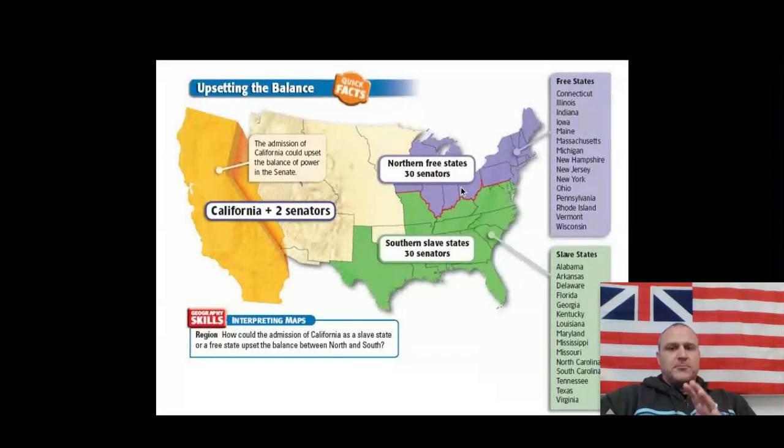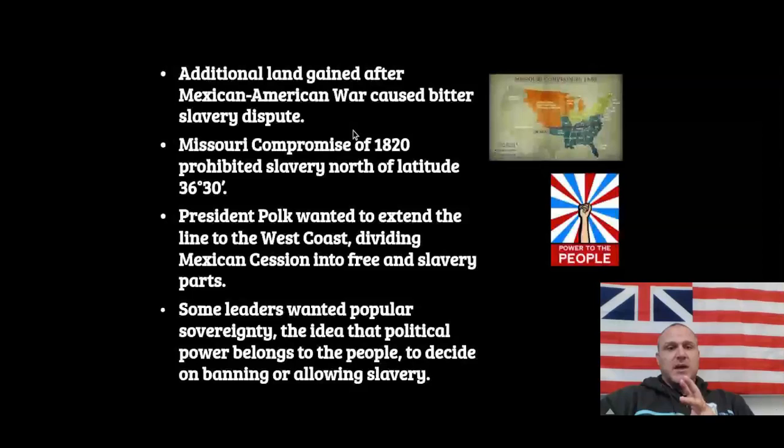Now I want you to look, it's the 31st state. Prior to that, you had 15 northern states and 15 southern states, each with two senators, 30 senators. Now, if California comes in, it's going to give two more senators. Is it going to go to the abolitionist states or the southern states? That's going to be the key question, upsetting the balance.